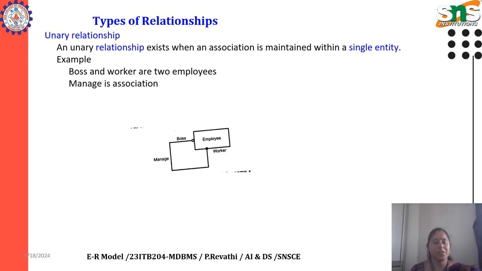Types of relationships. Unary relationship. A unary relationship exists when an association is maintained within a single entity. For example, boss and worker are two employees. Manage is the association.